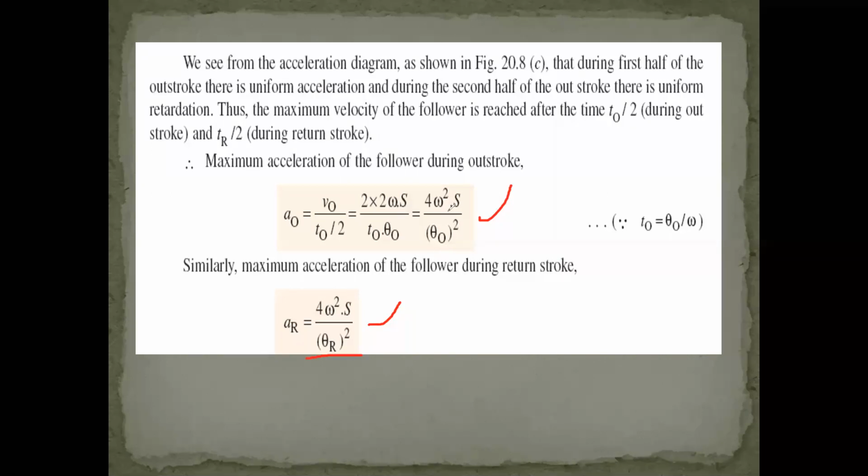Those are the maximum acceleration during the outstroke and return stroke periods. Is it clear how to get the maximum acceleration during outstroke and return strokes, and how to get the maximum velocity during the outstroke and return strokes?